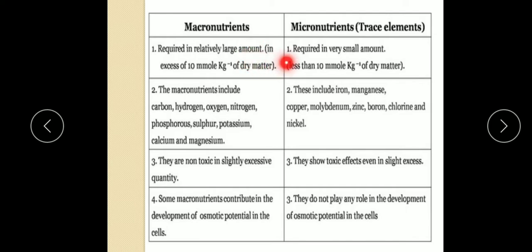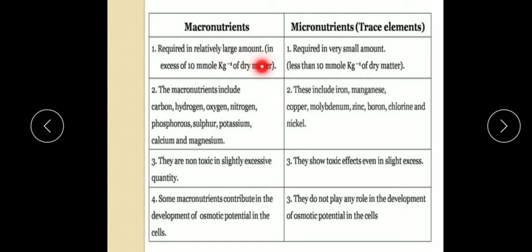Here is another kind of nutrients, which are required in very minute quantities, measured in parts per million, about 0.1 to 0.02% of the dry weight of the plant, meaning very little. They are known as micronutrients, or they are known as trace elements also.